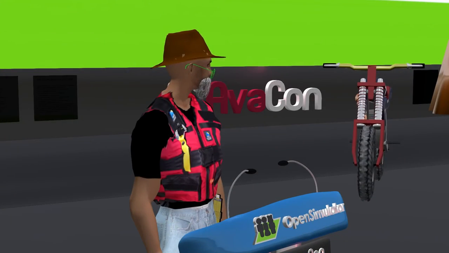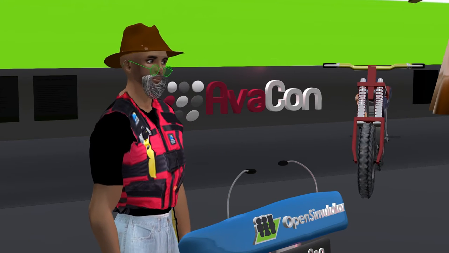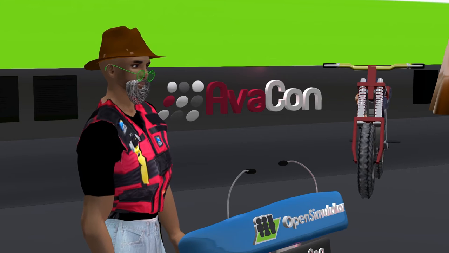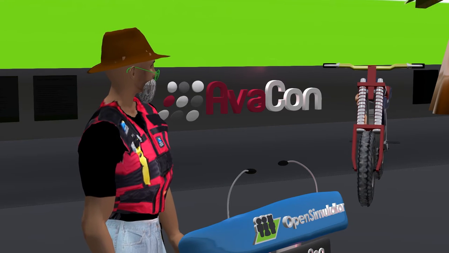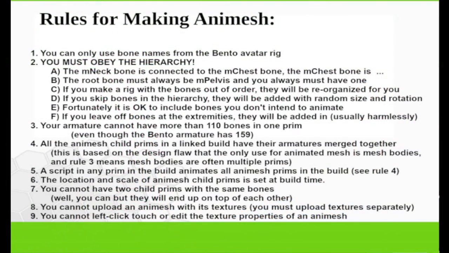You can only use the Bento bone names. And so if you were to look inside this motorcycle, you would find that it has a pelvis because every avatar is required to have a pelvis. And then it has a torso bone, which is used to turn the handlebar left and right. And then it has a chest bone, which is used to cause the springs to compress up and down as the motorcycle runs over bumps. And then it uses the neck bone to spin the wheel around. And I keep laughing about this, but I've never tried it. If I was to run this on an avatar, it would make your head spin around instead of the wheel.